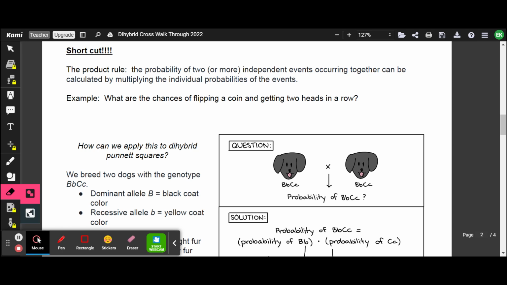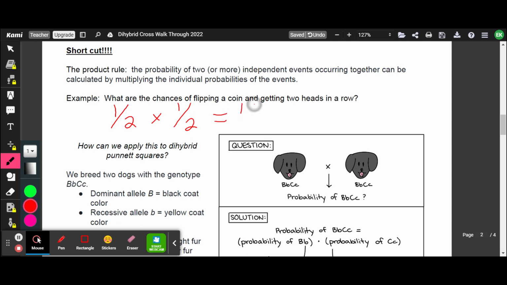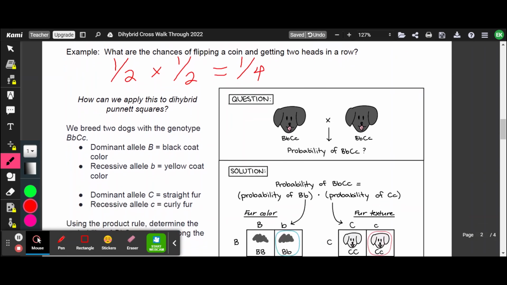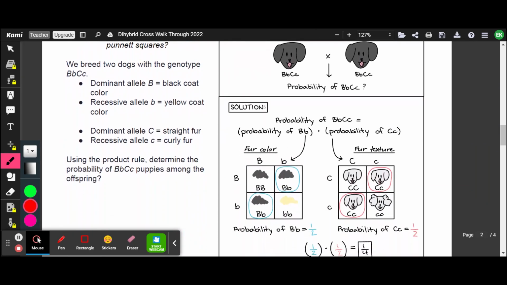But first, let's apply this product rule to a simple coin flip. What we're looking at here is flipping a coin and getting heads up 2 times in a row. What are the chances of that happening? Well, since flipping a coin is an independent event, and each time you flip, it has a 50% chance, or 1 out of 2 chances, of getting heads up, and you're doing that 2 times, 1/2 times 1/2 gives us 1/4, or a 25% chance of flipping heads up 2 times in a row. So we're going to apply this rule of multiplication to dihybrid crosses and make 2 Punnett squares.